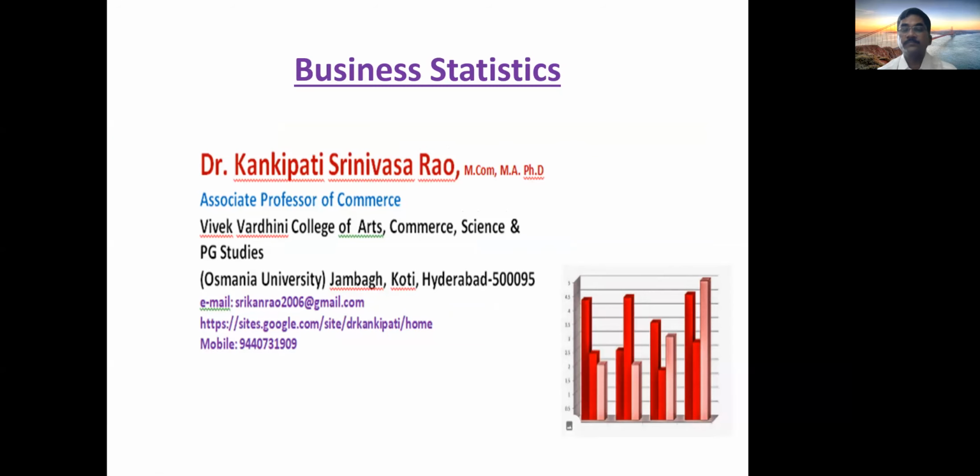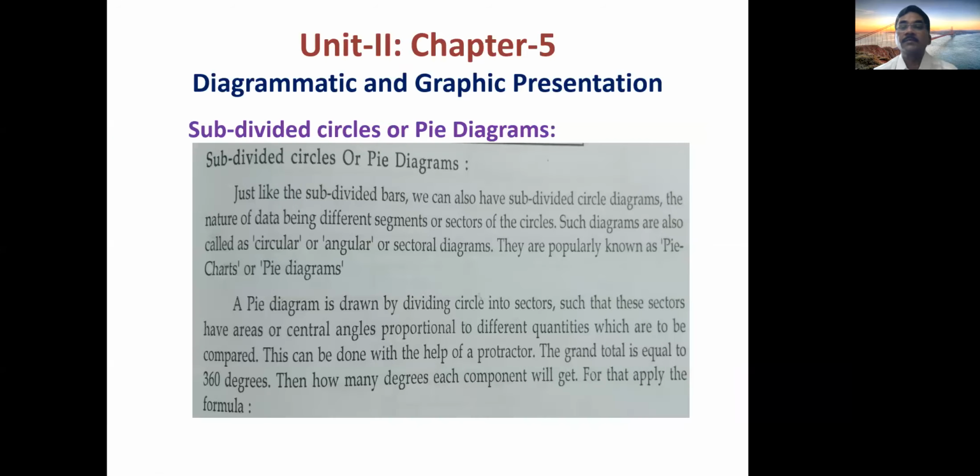Now, let us start. As I told you, diagrammatic graphic presentation in Unit 2, Chapter 5, we are continuing. Under that, today we have subdivided circles or pie diagrams. This is the information that we have to complete today.